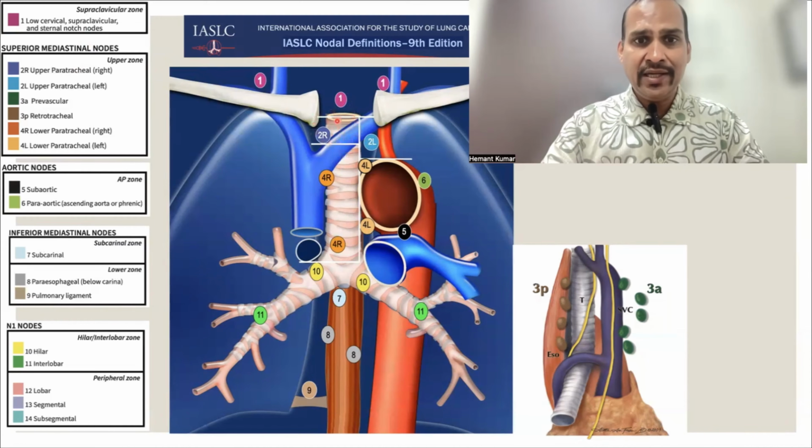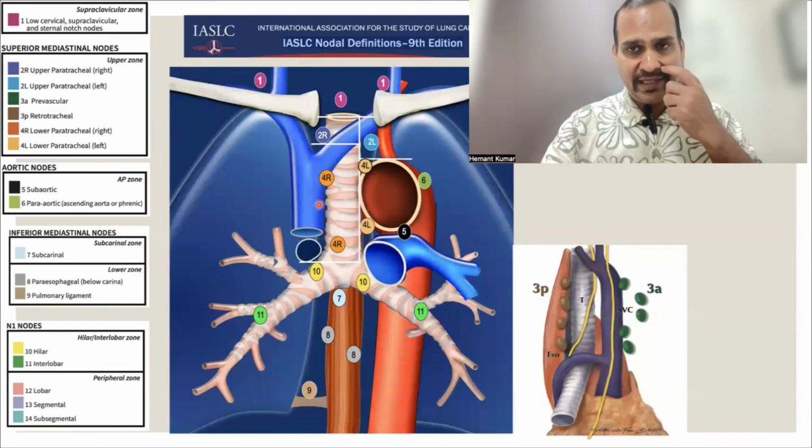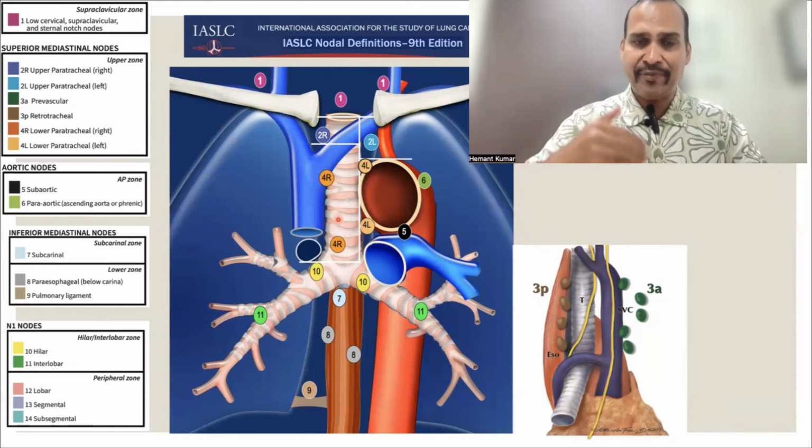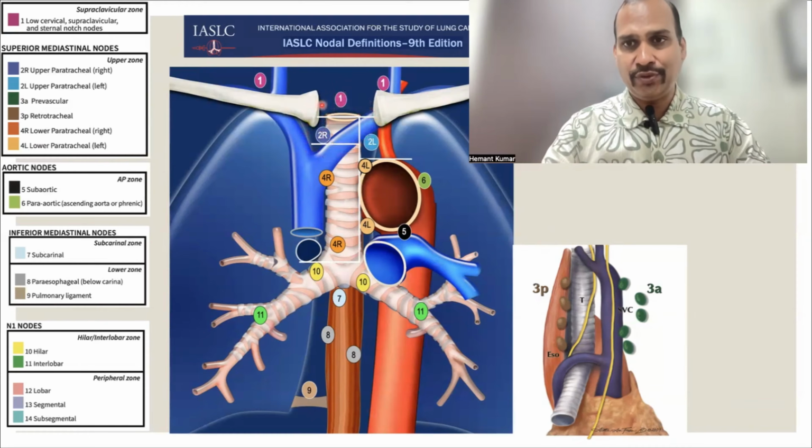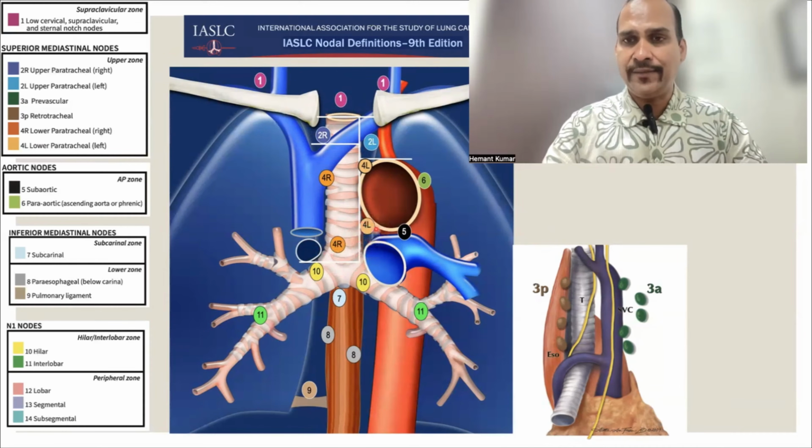So upper trachea, lower trachea, mid trachea. Okay, like that we are remembering. So upper trachea is upper paratracheal lymph node. That is station 2. Right side 2R, left side 2L. Okay. Lower paratracheal 4R, 4L. Lower paratracheal right side 4R, left side is 4L.